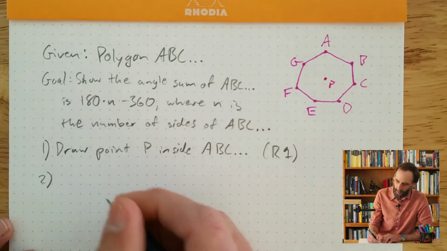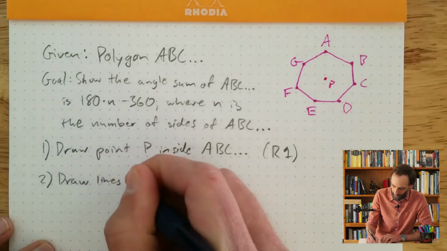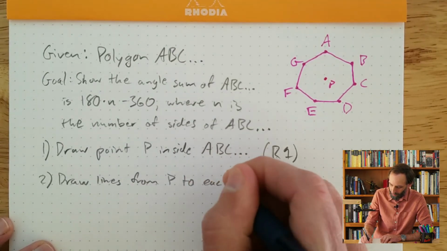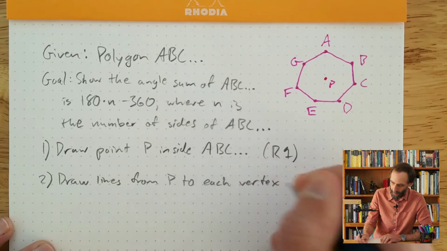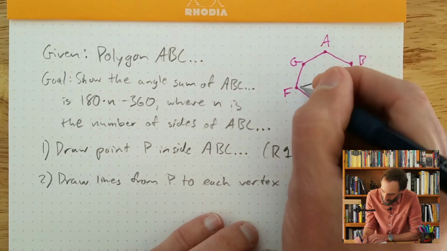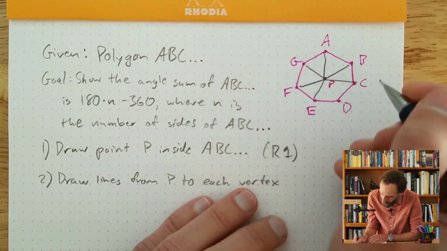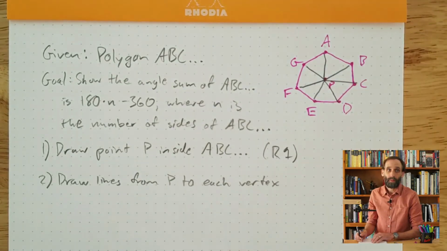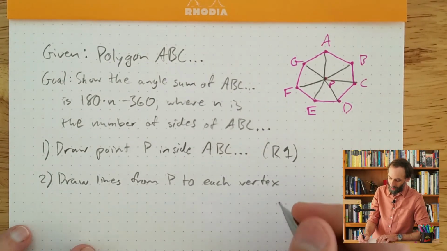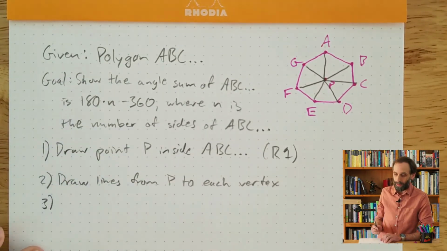Okay, and then step 2, we're going to go ahead and draw lines from P to each vertex, okay? And so from P to E, P to F, P to G, P to A, P to B, P to C, and P to D. Okay, I'm drawing freehand, I know, which means my drawing is not quite as pretty, but it's a little quicker than using the straight edge. Although I always recommend using the straight edge. But for the sake of time, I'll draw freehand.